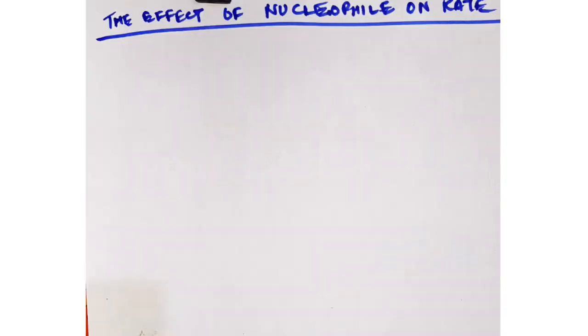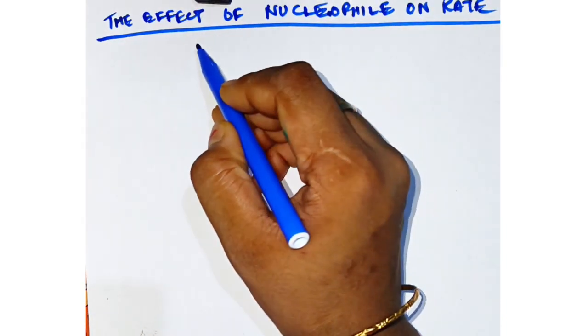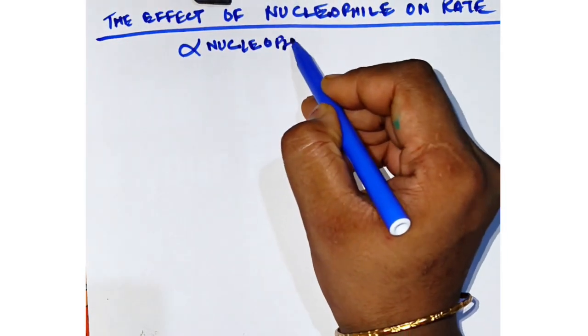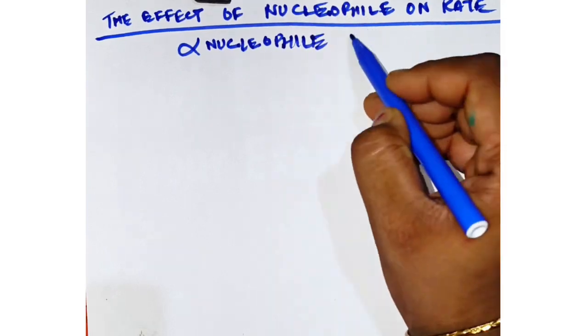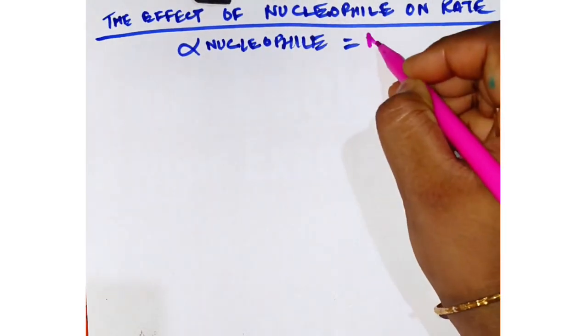The last factor is the effect of the nucleophile on the rate. Since the single-step SN2 reaction involves both the substrate and the nucleophile, the rate of the SN2 reaction depends largely on the concentration of the nucleophile and its nucleophilicity. So it depends on the nucleophile, and that in turn depends on its nucleophilicity.